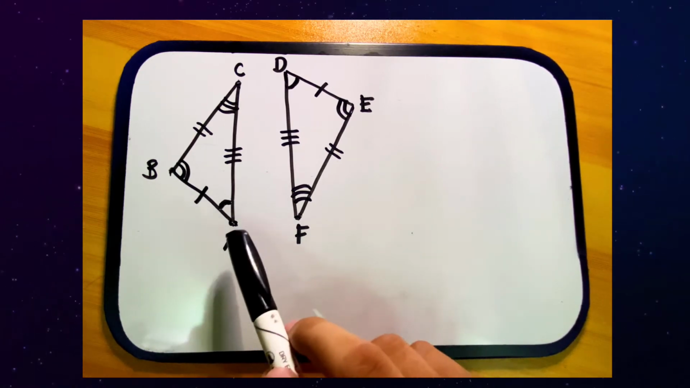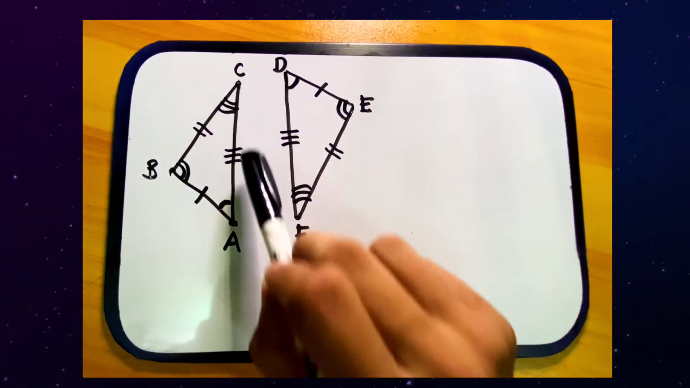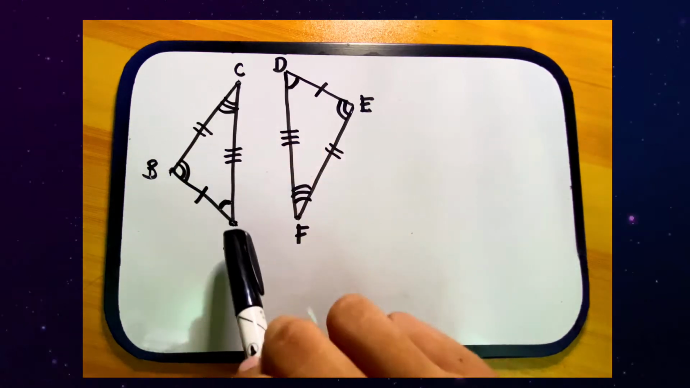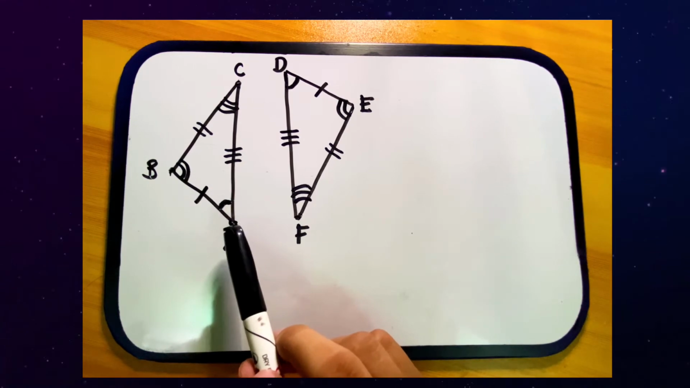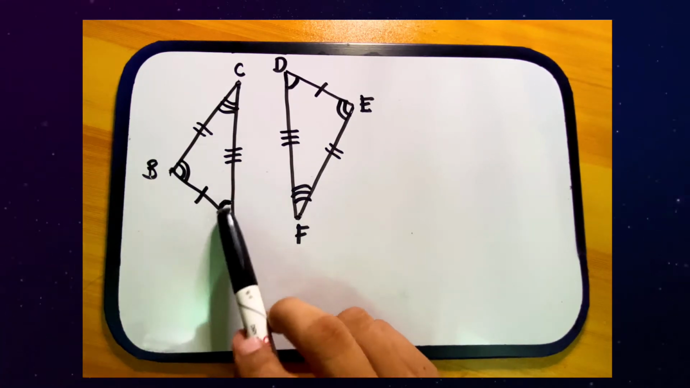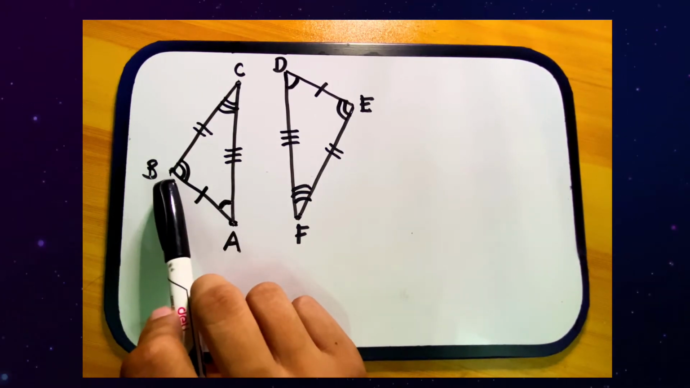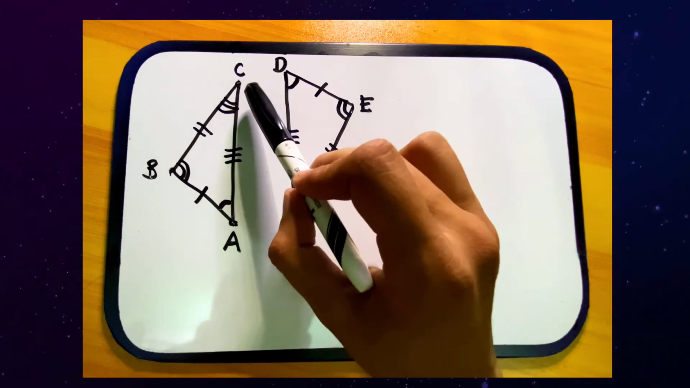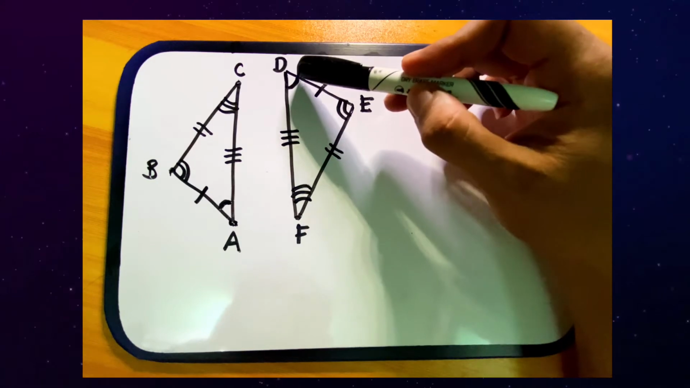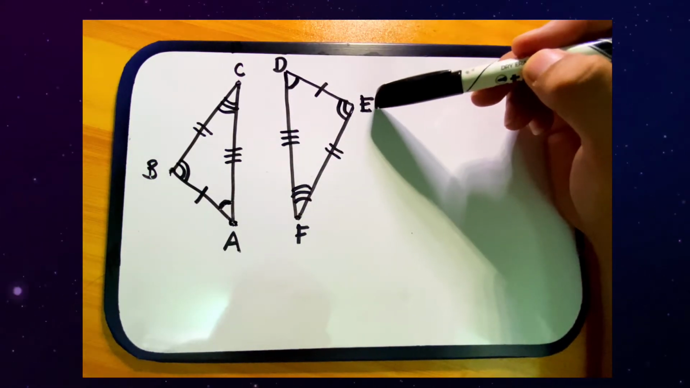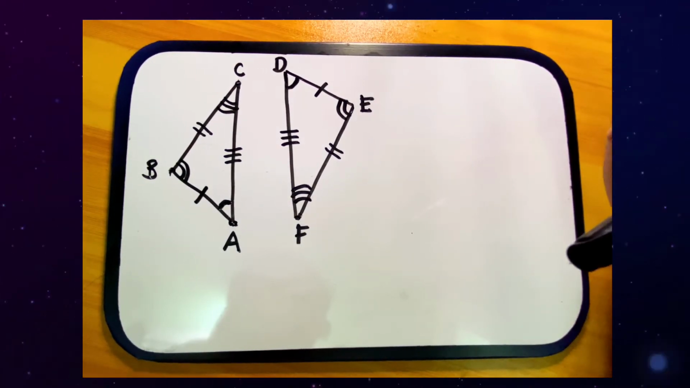If we have three vertices, therefore we have three angles, okay? And we have three sides. For the angles, I draw curved lines. For angle A, I have one curved line. Angle B has two curved lines. Angle C has three curved lines. Here, angle D has one curved line. Angle E has two curved lines. And angle F has three curved lines.